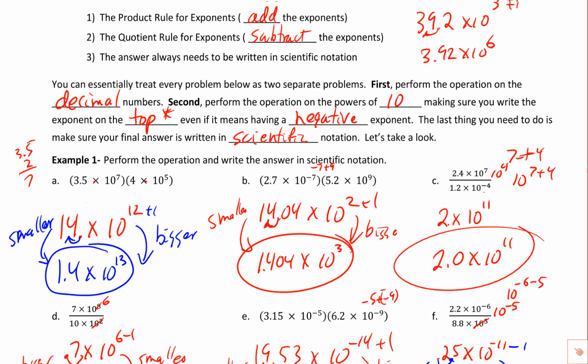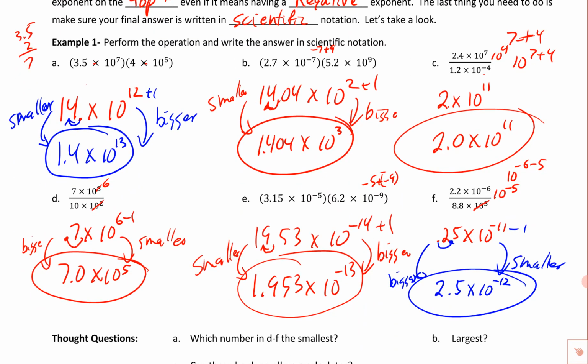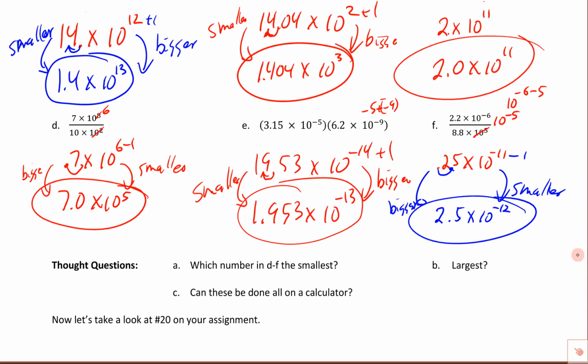You'll notice that we've followed all the rules there. We did use these rules for products and quotients. We always wrote it with the power of 10 on the top. We never wrote it in the bottom, even though we got several that had negative exponents. No problem there. Now let's take a look at this.